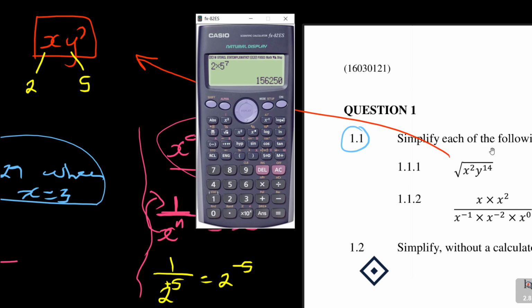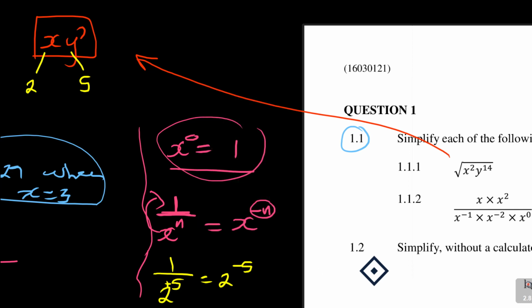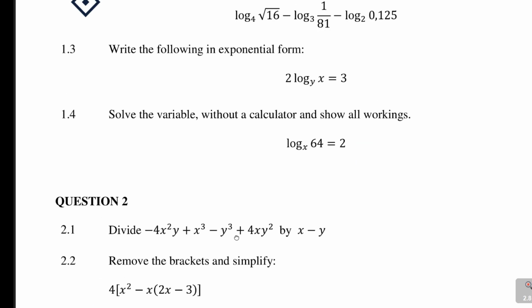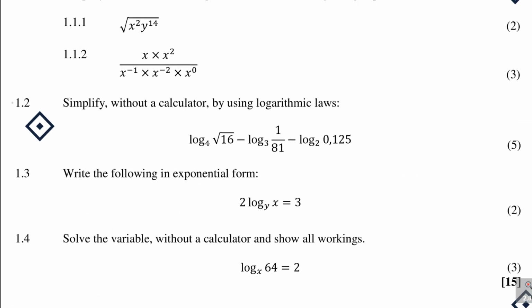I'm going to apply it in the original now. Square root of x is what? 2 squared times y is what? 5 to the exponent 14. It must give me 156,250. There it is. See, you just match these answers, and if they are matching, it means you're doing the right thing. All right. Now we've done that. Let's move on to question 1.2.